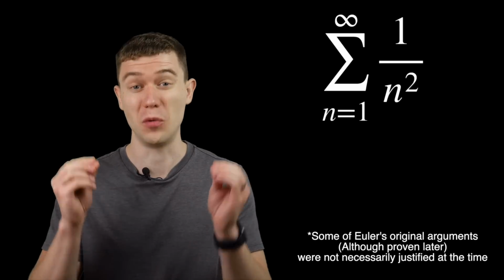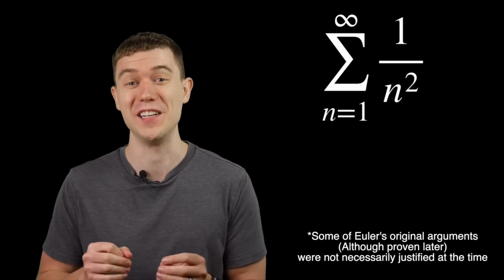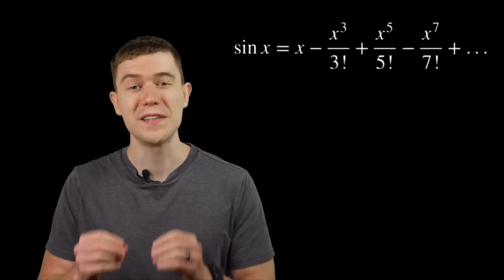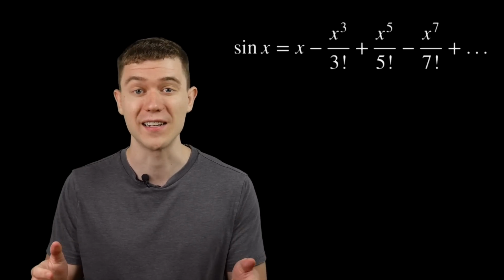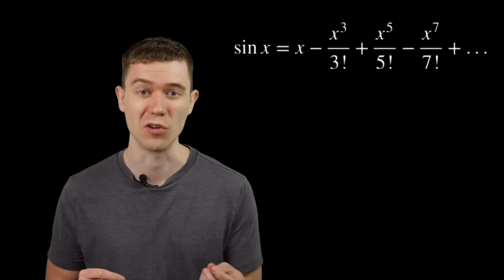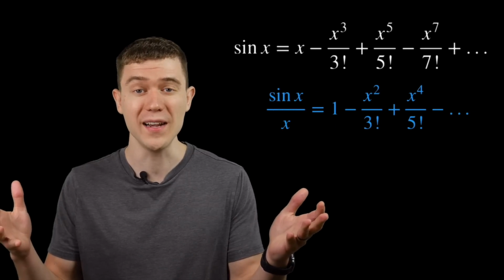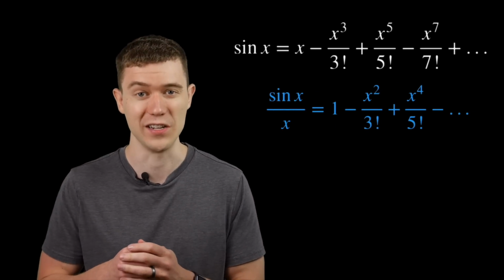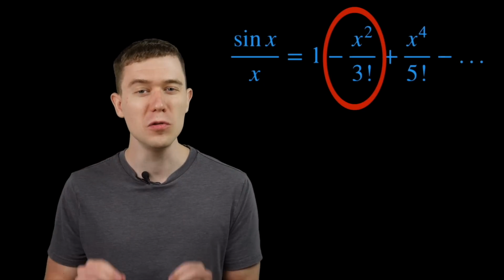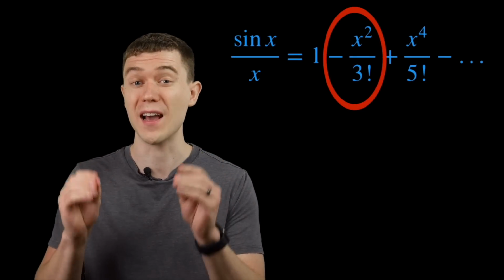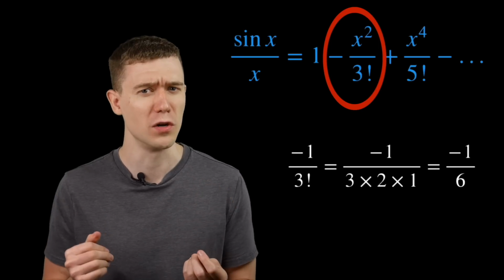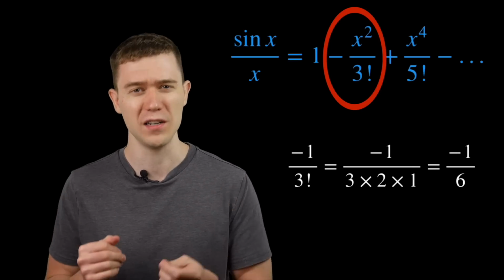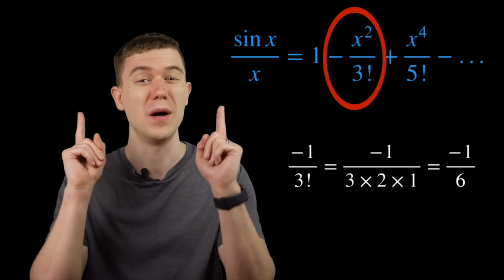There are many ways to solve this, but let's do it the way that Euler did that brought him immediate fame. Start with the Taylor series representation for sine x. This is something you probably see in Calc 2. Divide both sides by x, so we have sine x over x as this new representation. And I want you to pay very close attention to the coefficient of the x squared term. That minus 1 over 3 factorial, that's minus 1 over 6. That will come up later.